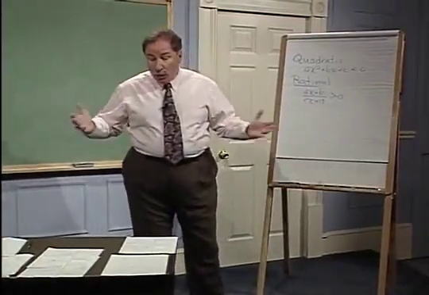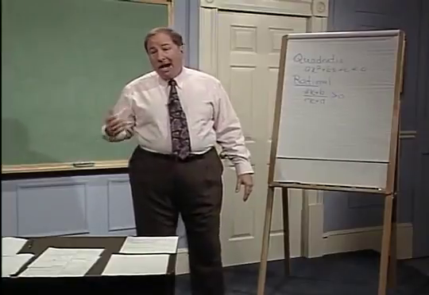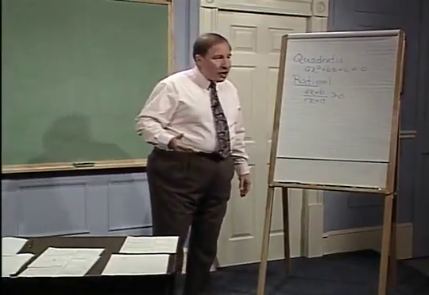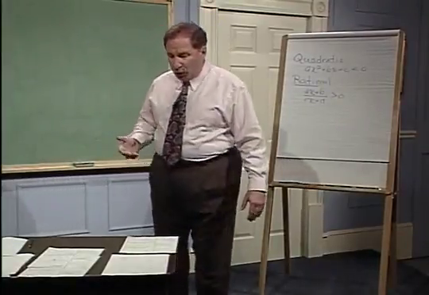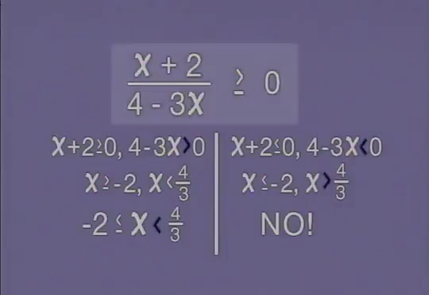We're right. We're okay. Now, let's take a look at a rational inequality. The next visual shows us that we have x plus 2 over 4 minus 3x. Again, the ratio of two binomials is greater than or equal to 0.